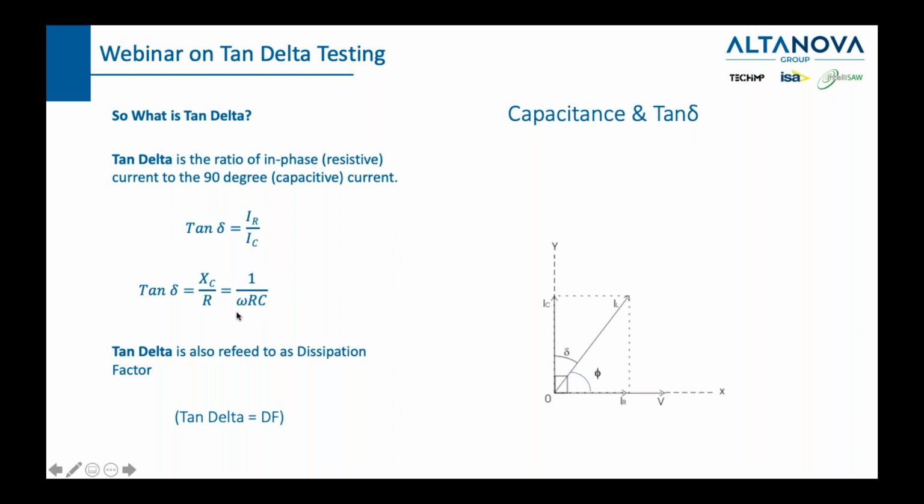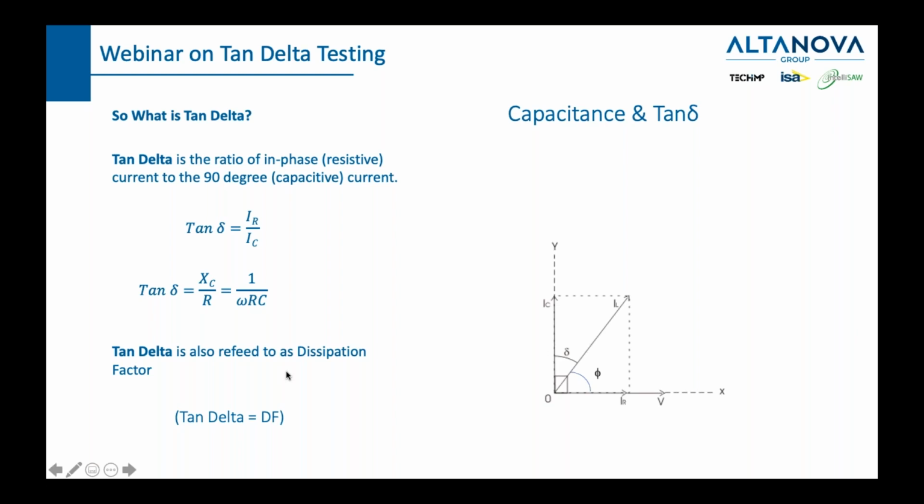So you remember when we were saying that we are looking for the equivalent scheme of our insulation, we were looking for the R and the C and the omega, which is 2 pi frequency. So we can calculate in both ways. And in our case, what we do, we generate voltage, we measure current, and then we calculate tan delta.